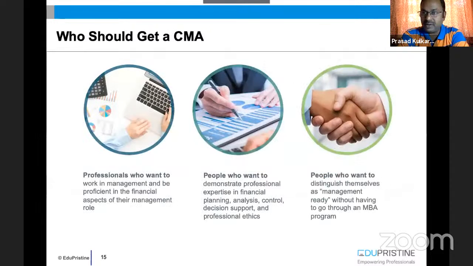Who should get a CMA? I would say everybody who wants to do a career in finance. Everybody and anybody who wants to make a career in finance should go get a CMA at the earliest. It's pretty quick, right? In 1 year you get a premium qualification. That's awesome, right? 1 year.